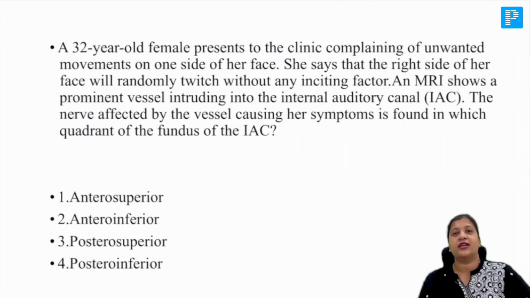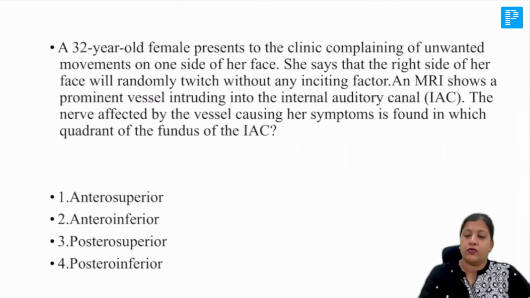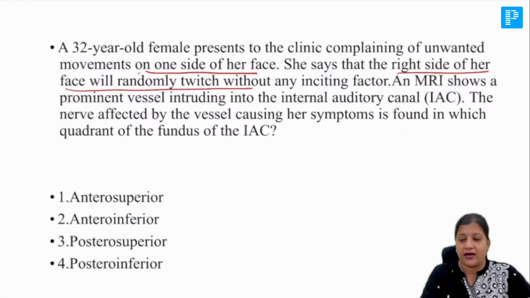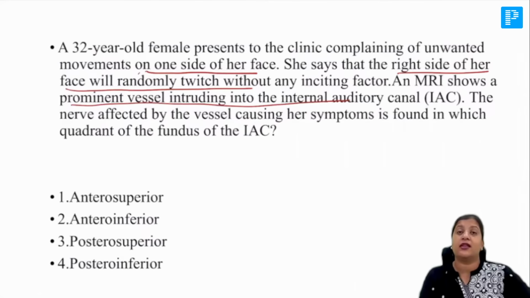We'll start off with an easy question where we have a 32-year-old female presenting to the clinic with complaint of unwanted movement on one side of her face. She says that the right side of her face will randomly twitch without any inciting factor. An MRI shows a prominent vessel intruding in her internal auditory canal. The nerve affected by the vessel causing symptoms is found in which quadrants in the fundus of the internal auditory canal? So this is a very simple question.